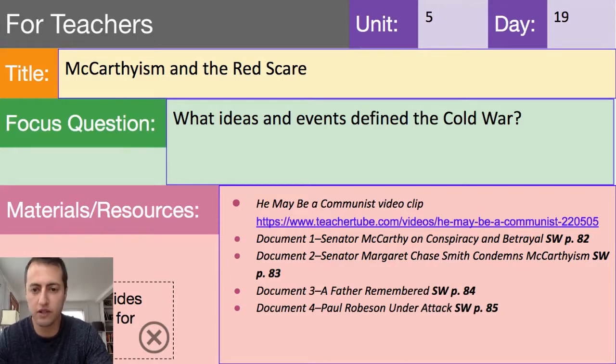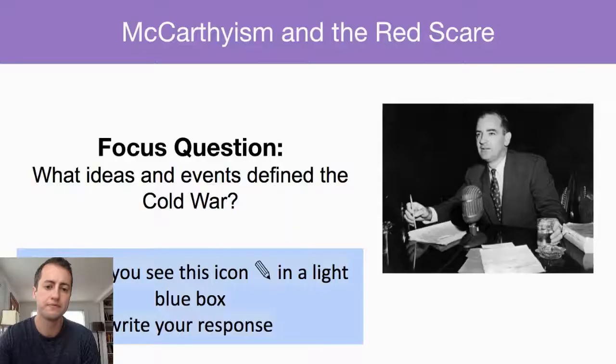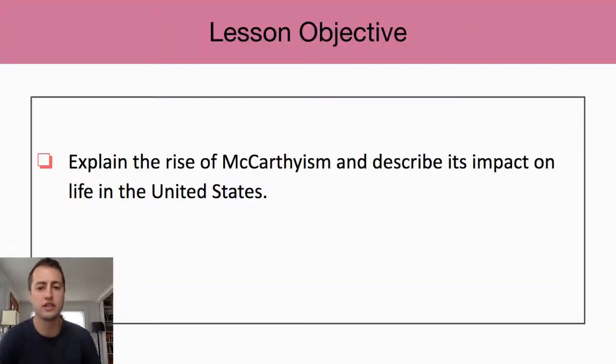There's going to be a little bit of content at the beginning of the lesson, and then students are going to analyze 4 documents. You can use a jigsaw activity for this, but I do find the documents are incredibly rich, and so you might want students to examine each one of them closely, or maybe do 2 and share with a partner for the other 2. The focus question is, what ideas and events defined the Cold War? And the lesson objective is to explain the rise of McCarthyism and describe its impact on life in the United States.